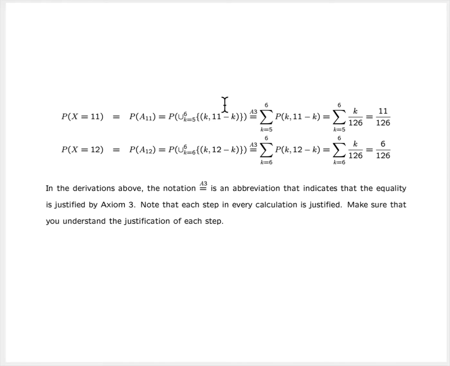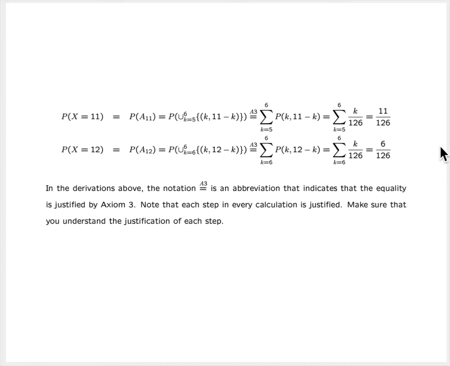Now, in each one of these rows, or lines, calculations, we have this notation here. All right, and this is a shorthand way, an abbreviation, of indicating that the equality going from here to here is justified by axiom 3. And again, it's justified by axiom 3 because on the left-hand side of that notation, we have the probability of a union of events, and those events that are being unioned together are mutually exclusive.